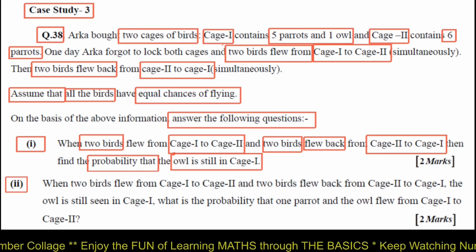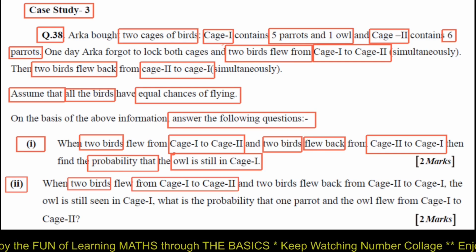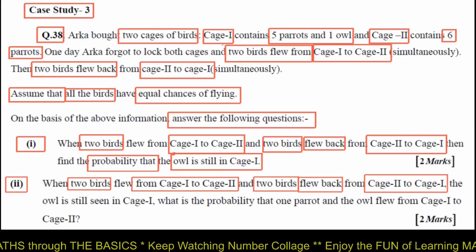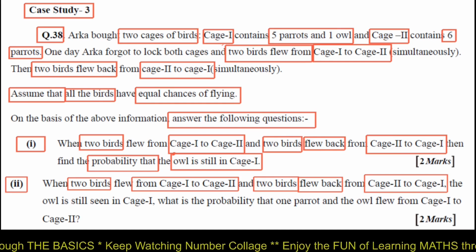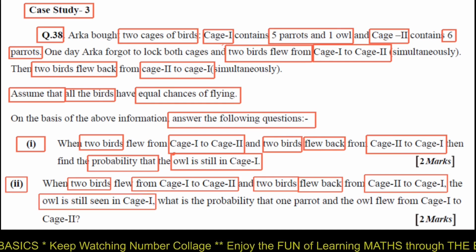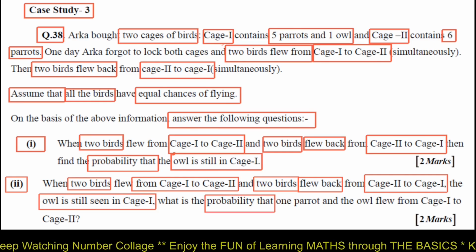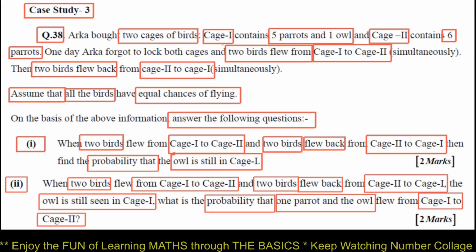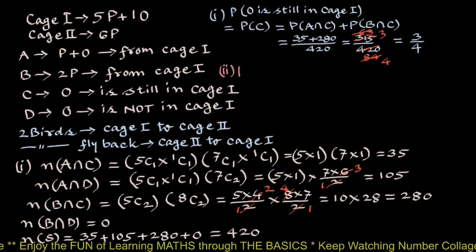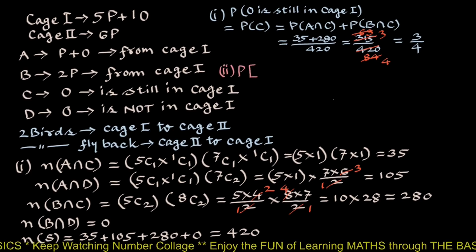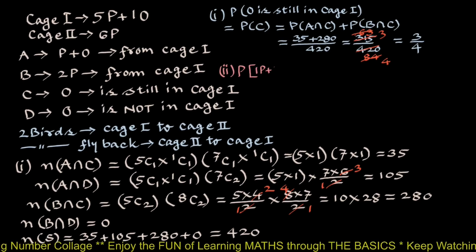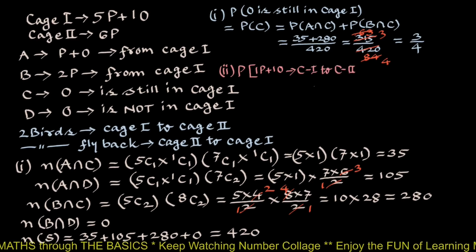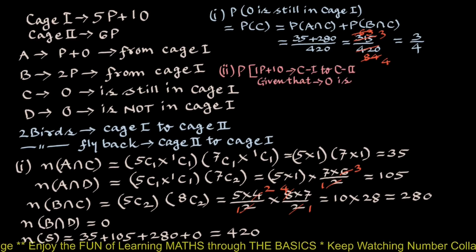Second question, when two birds flew from cage 1 to cage 2 and two birds flew back from cage 2 to cage 1, the owl is still in cage 1, then what is the probability that one parrot and the owl flew from cage 1 to cage 2? Number 2, we have to find the probability, which is a conditional probability, that one parrot plus one owl flew from cage 1 to cage 2 given that the owl is still in cage 1.